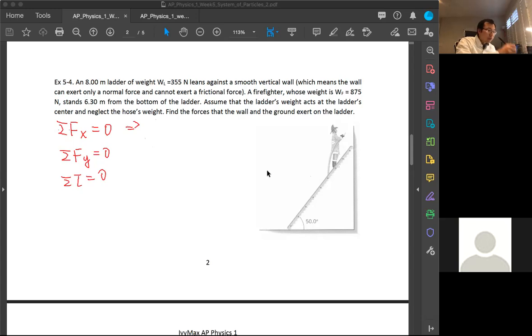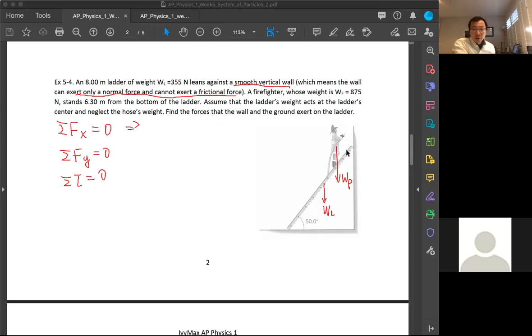Doing the free body diagram first, we list the weight of the ladder, and the weight of the person, right? This person has a weight P. What else? Oh, they mentioned that it's against a smooth vertical wall, which means the wall can exert only a normal force and cannot exert a frictional force, right?